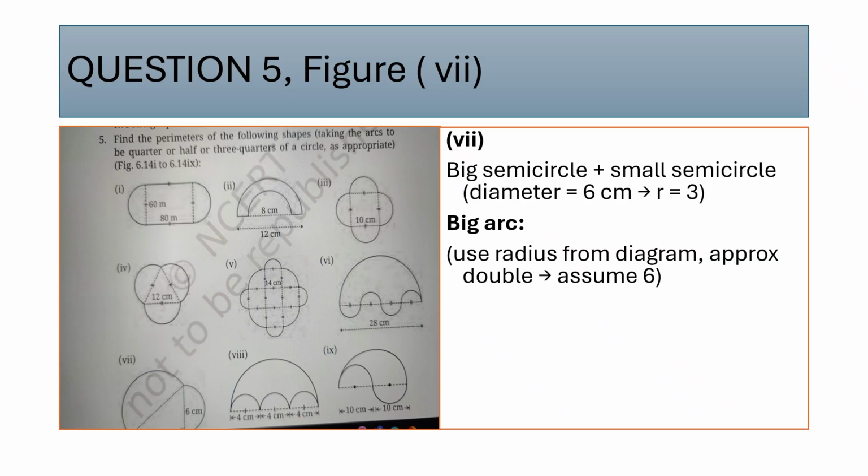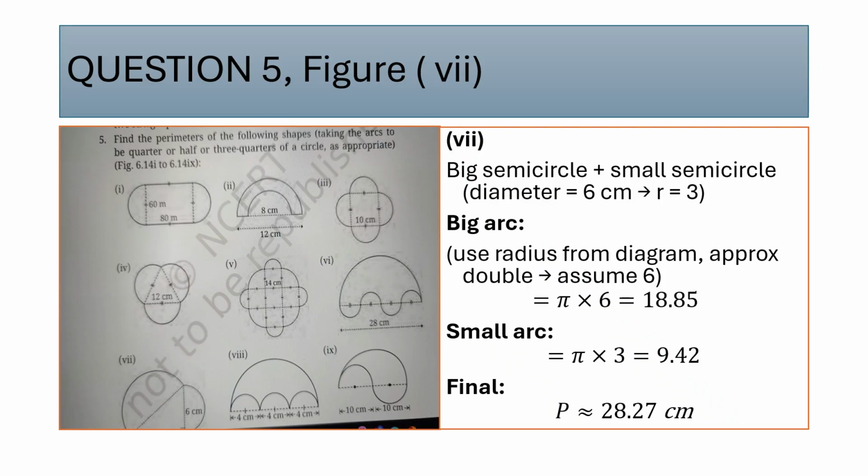So you have to use the radius from the diagram. Approximate, if we say it is double, or you can even assume as 6. So pi into 6, that will be 18.85. Now what is the small arc? As I told you, you need to take the big arc and then the small arc. So it is pi into 3, which is 9.42. So your final answer will be 28.27, which you need to add.